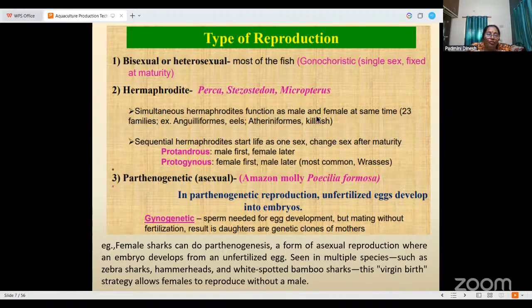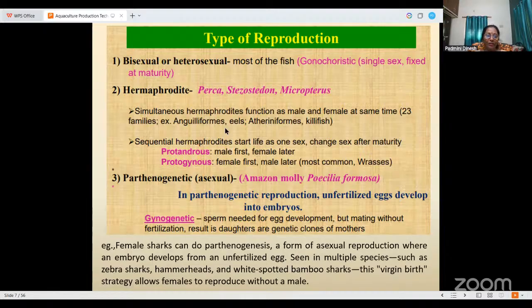And both of them, sometimes when one is female and the other is male, so if one is giving eggs, the other one is giving the sperm. But here in hermaphrodites, both the reproductive systems are present in the same animal, that is called a hermaphrodite. Examples over here are Anguilliformes, that is the elongated eels, and the killifishes.